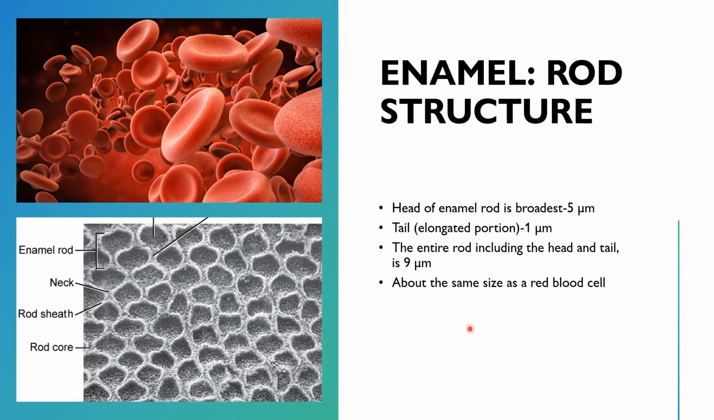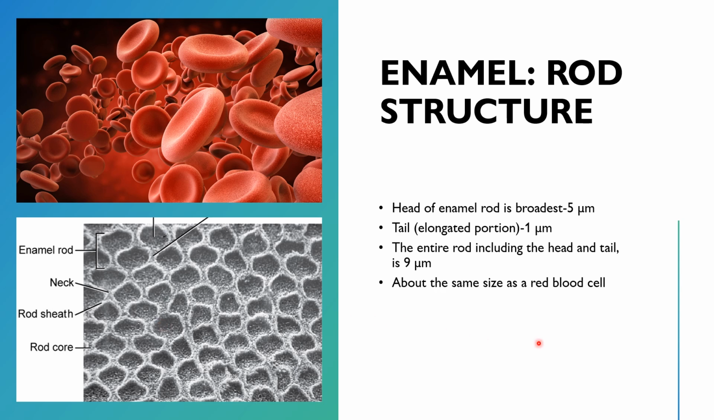Now the head of that enamel rod would be the widest or broadest area. So the head of the rod, this portion here, the entire head, is about 5 microns thick. And then the tail would be this thinner area, and this is just 1 micron. But the entire rod, including the head and the tail, the whole thing, is actually 9 microns altogether. So they are about the same size as a red blood cell.